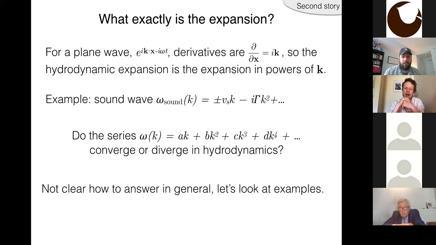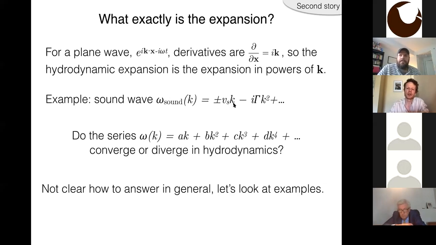So how do we look at this question? What exactly is the expansion? Let's look at the simplest case, which would be a plane wave, right? In second year physics, we teach all of our students that waves should be represented by complex exponentials. So I represent my wave by a complex exponential, say a sound wave, in which case the derivative is just a power of the wave vector. When you differentiate this with respect to x, you bring down a factor of i times k. So the expansion is an expansion in powers of k. And if you look at, in this plane wave, how the frequency of your wave is related to the wave vector, this is the so-called dispersion relation.